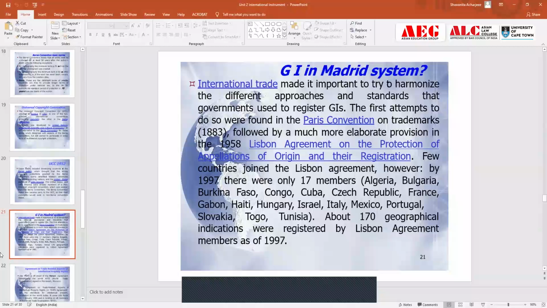So basically GI gives a different approach and standard to the government to register the GI, which gives a mark to a particular product based on its topographical and geographical enunciation of any kind of product.